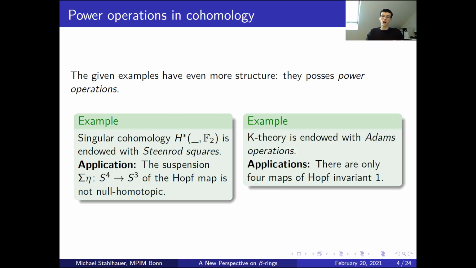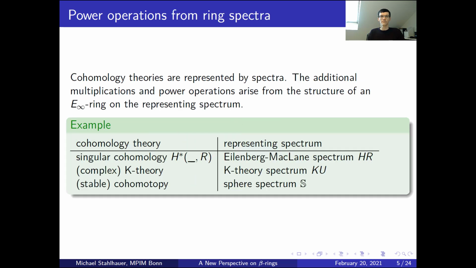Another example are Adams operations on K-theory, and here one application is an easy proof that there are only 4 maps of Hopf invariant 1.